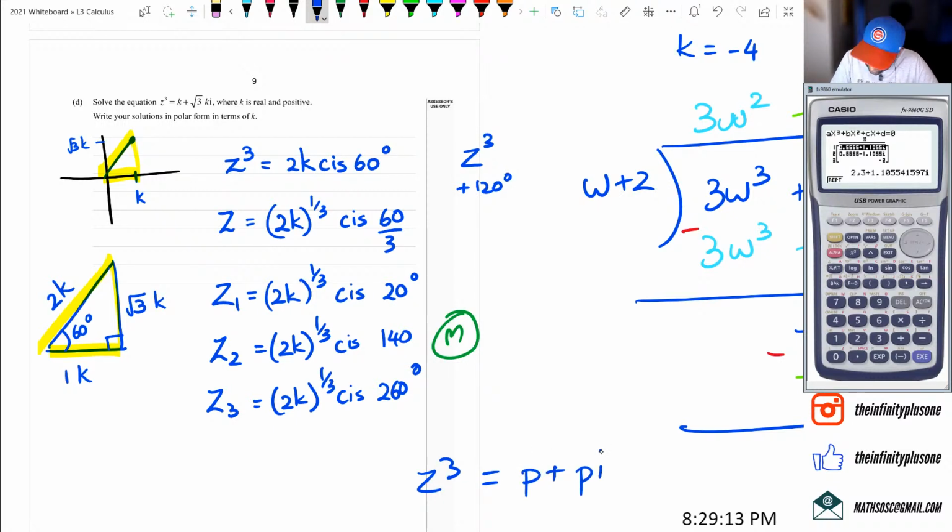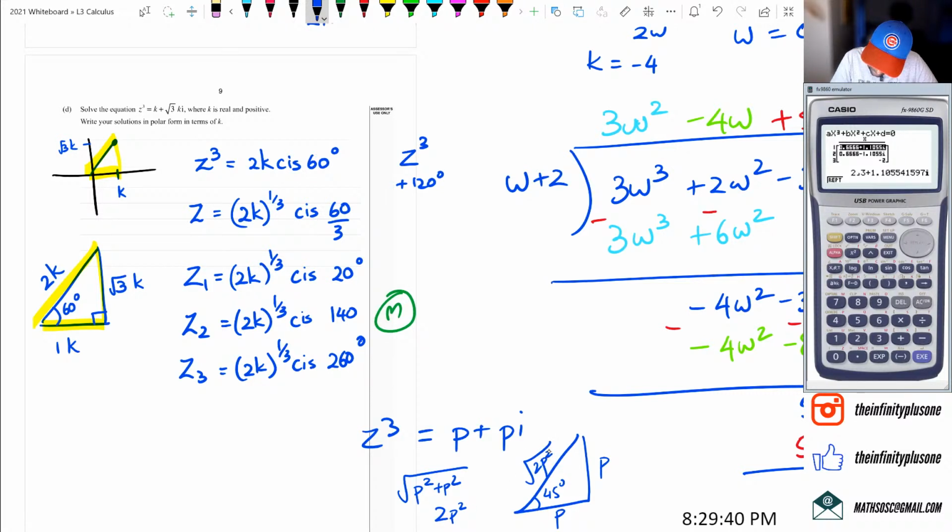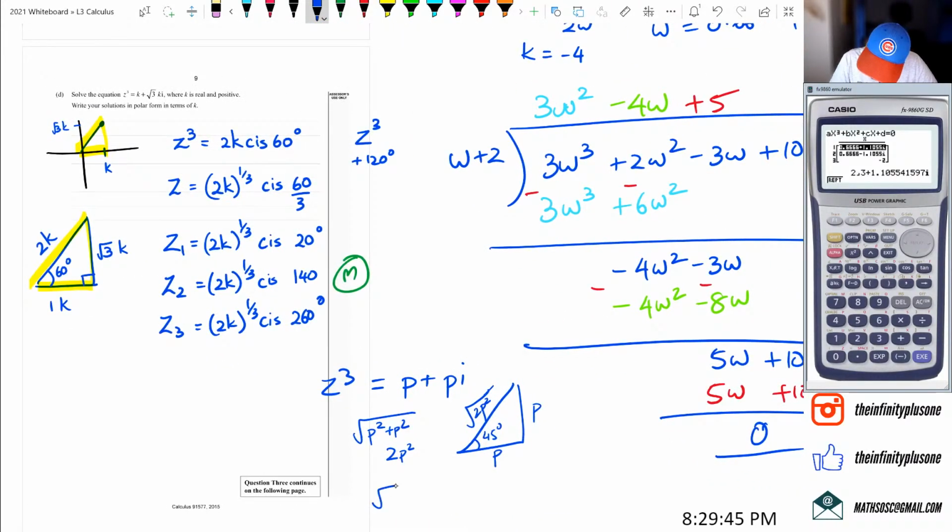If they do that, then you're looking at 45 degrees as your argument, because in the triangle both your base and your height are going to be p. If I draw it as a triangle, this is p and p, so that's 45 degrees. The modulus is the square root of p squared plus p squared. You're just finding the hypotenuse of that triangle. In this case it's 2p squared, so the square root of 2p squared, or if you take the square root, you get square root of 2 times p.